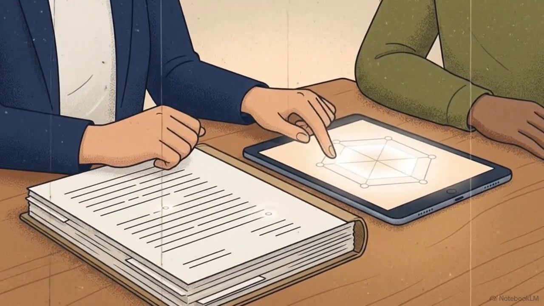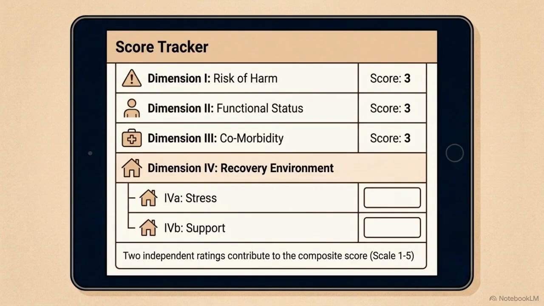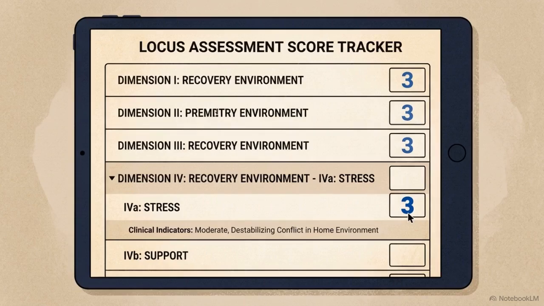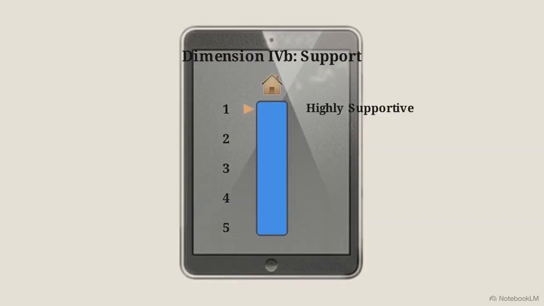Dimension 4, the recovery environment, is unique. It is the only dimension with 2 independent subscales that both contribute to the composite score. You must rate the environment the client will return to upon discharge, not the supportive residential facility they are currently in at Amend. In our scenario, the client's home environment contains moderate destabilizing conflict, which results in a 3 for Dimension 4A, stress.